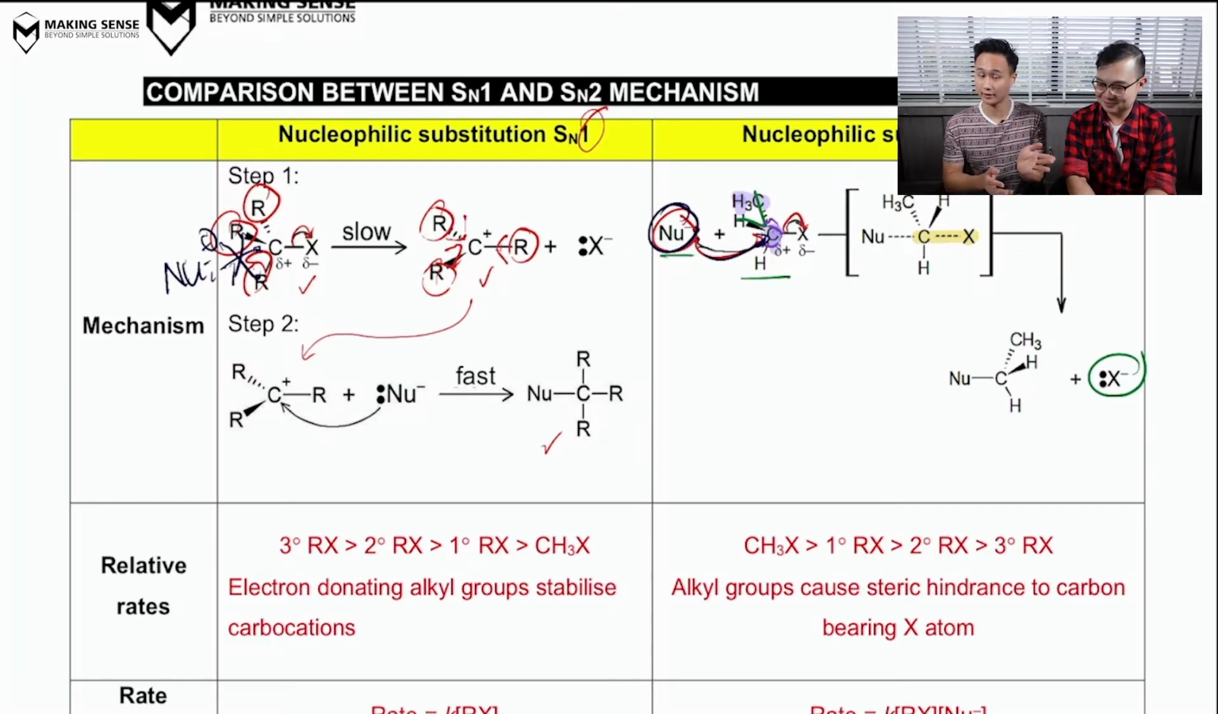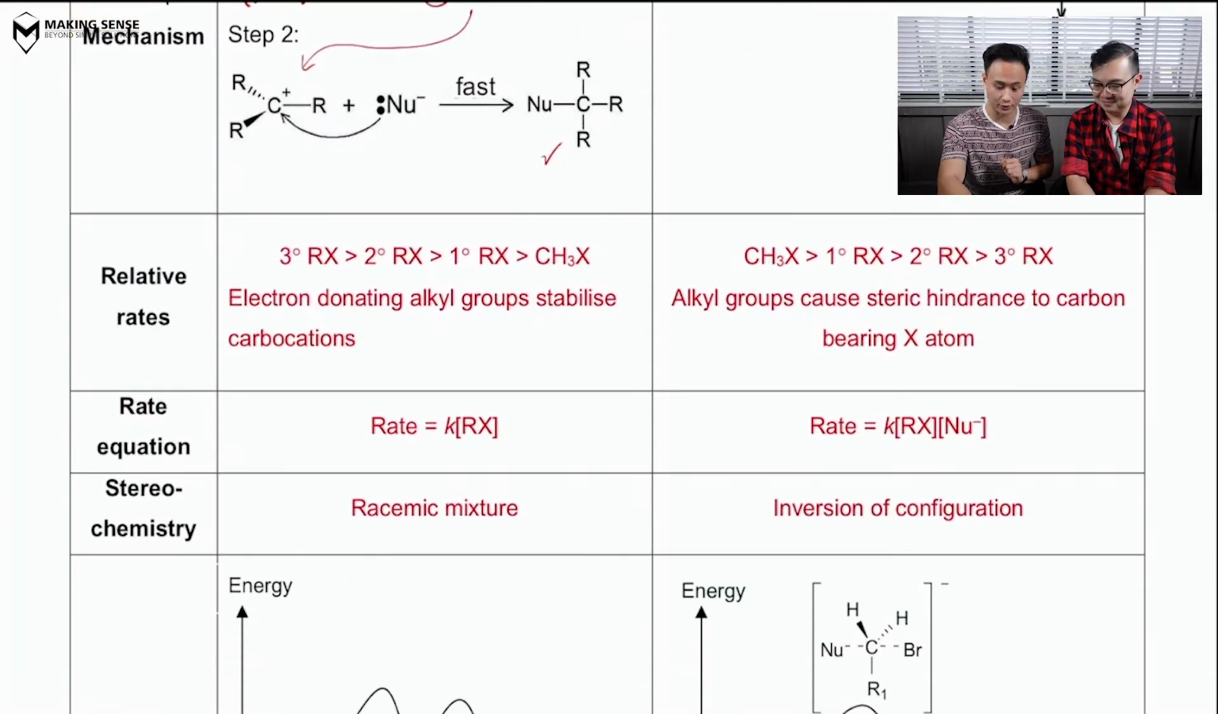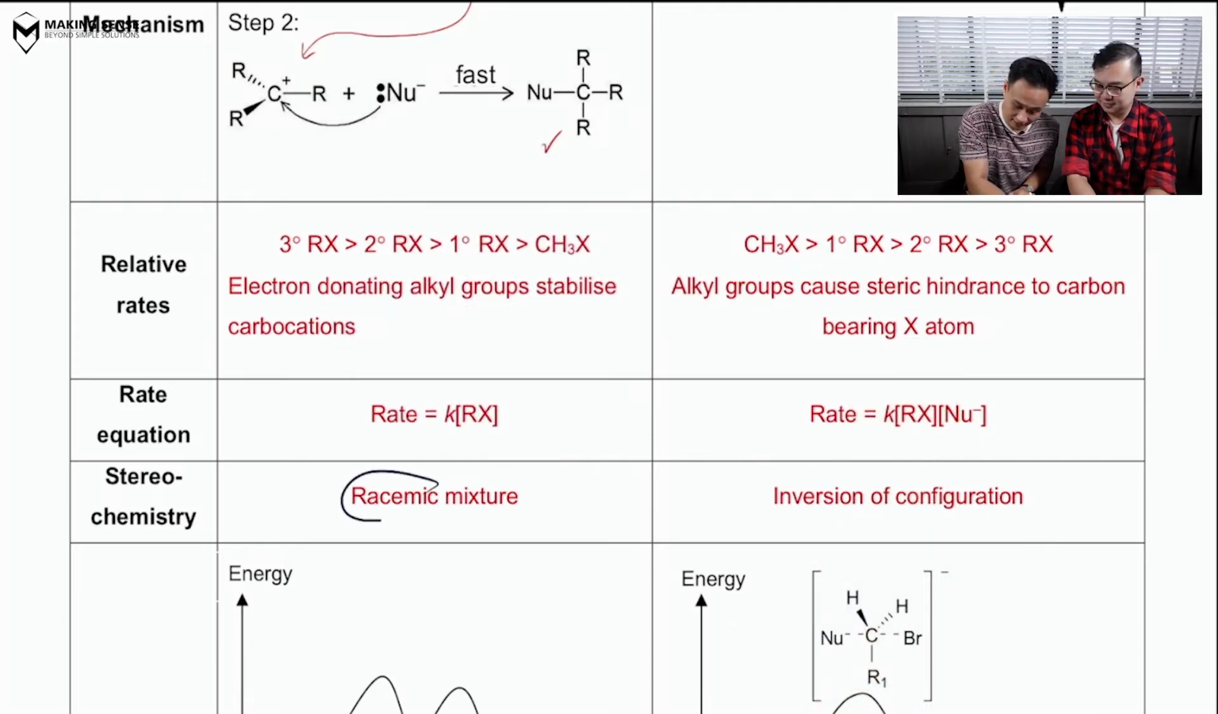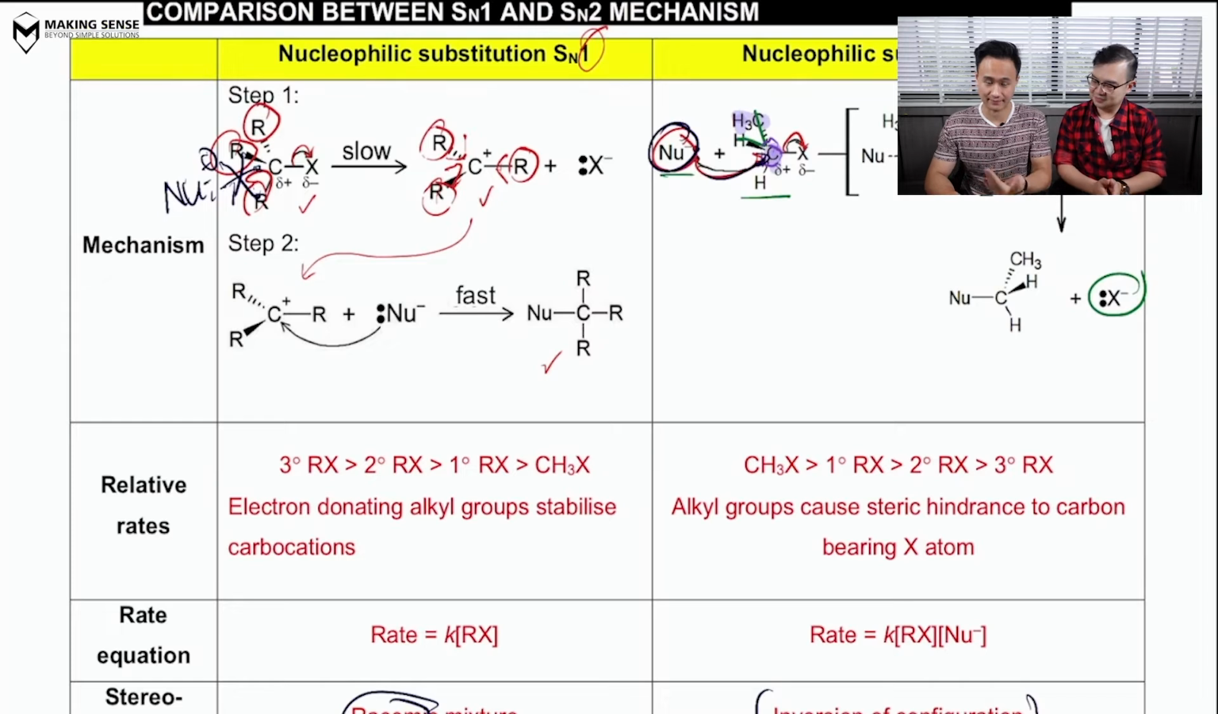Because it could be SN1, it could be SN2, or it could be a combination of both. We're not so sure. So to really know, we need to do an experiment and look at the product mixture. If the product mixture is racemic, then we know it's SN1. If the product mixture has an inversion of configuration, then we know it's SN2. Now, what exactly does a racemic mixture mean?